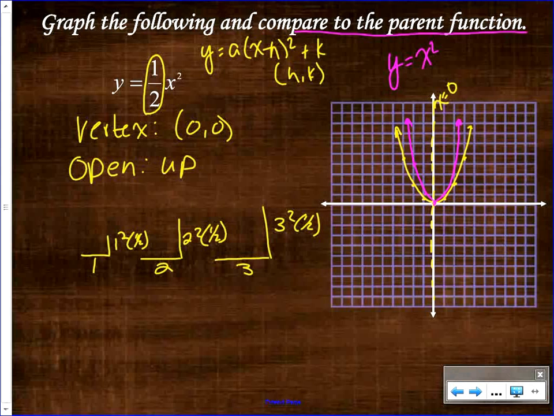All right, we've done this before, compared it to our parent function. So compare it. Compare and contrast. What's the same? Okay, y equals 1/2 x squared is wider than its parent function. I'm just going to put PF. Are you guys okay with that? Its parent function. What else?